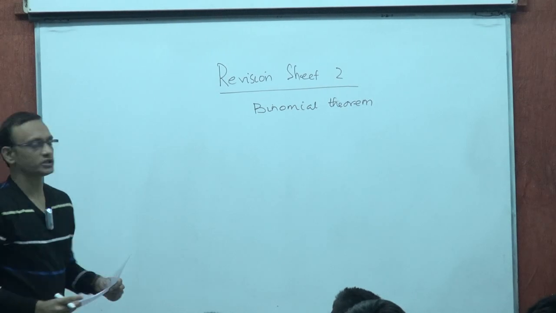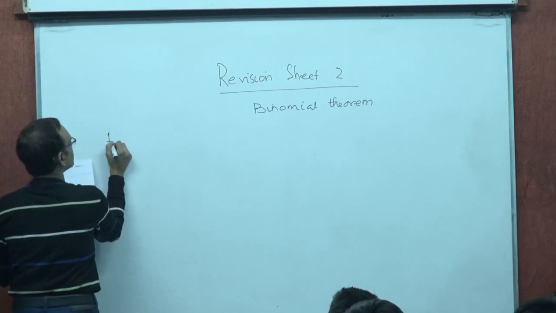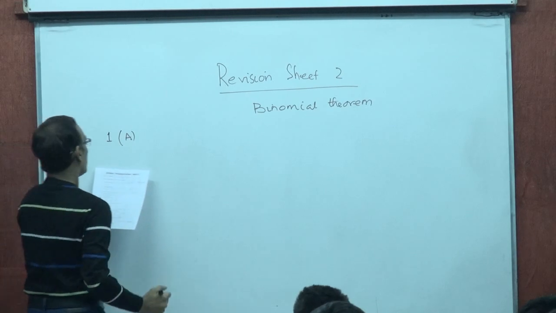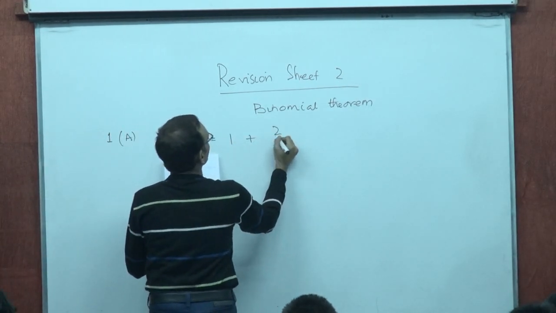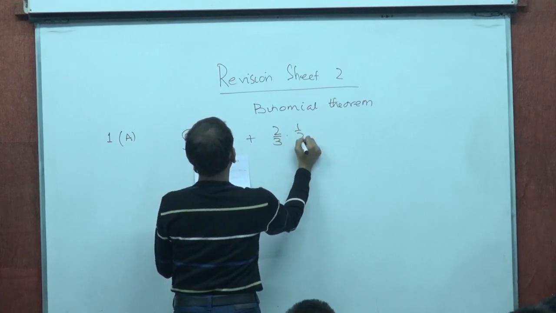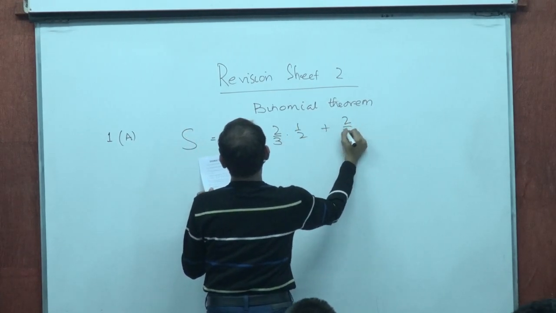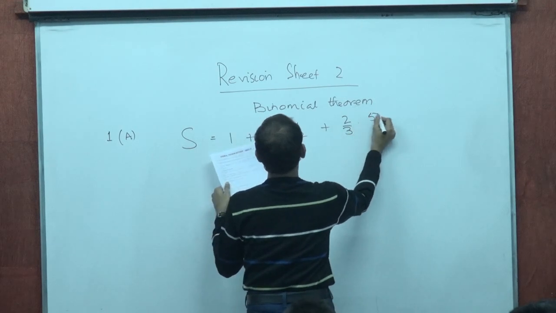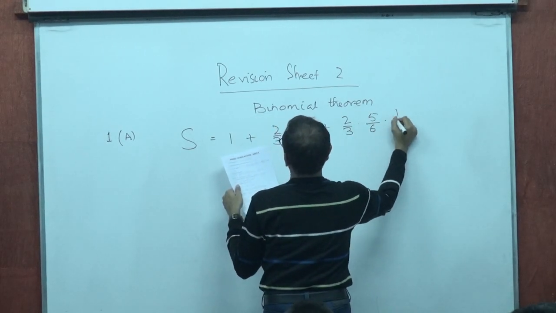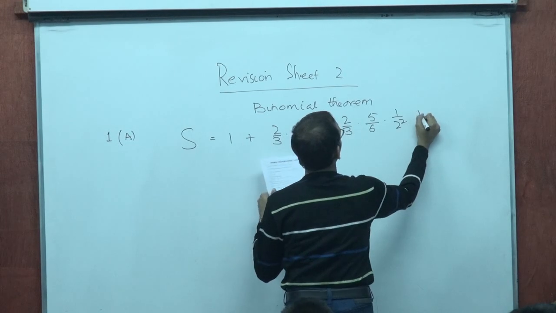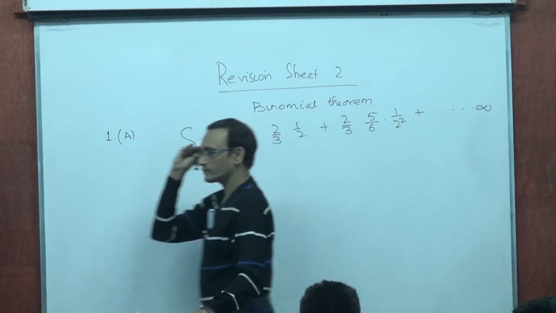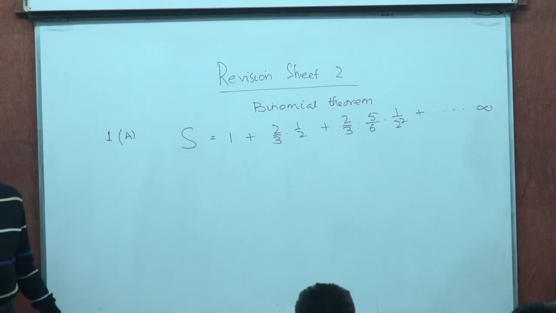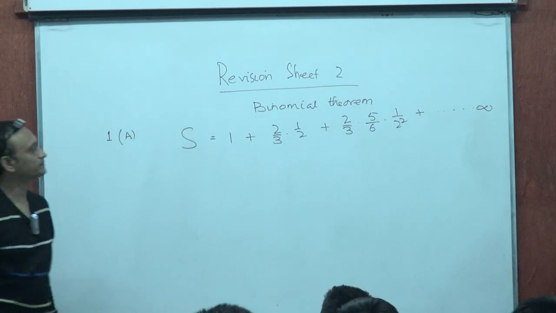So a bunch of problems on the sheet. 1a, we need to sum up 1 plus 2/3 into half plus 2/3 into 5/6 into half squared plus so on and so forth up to infinity. Right?